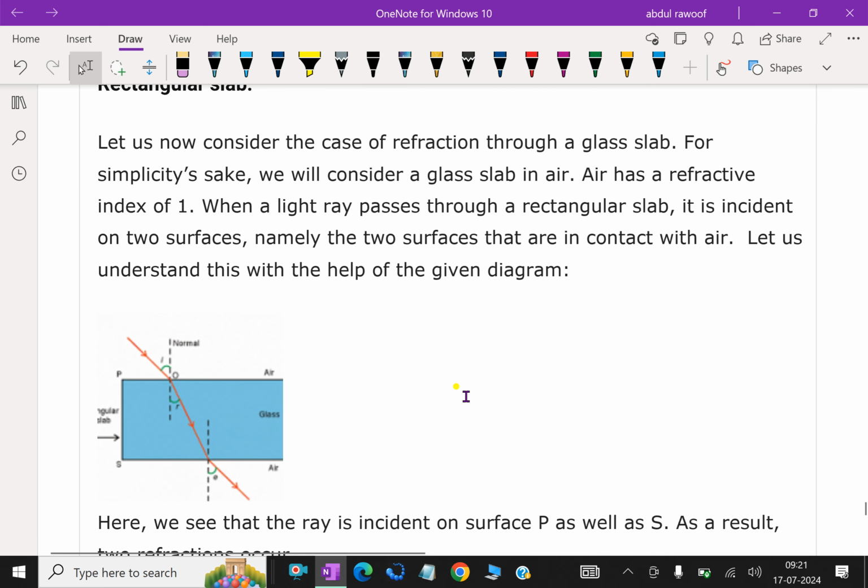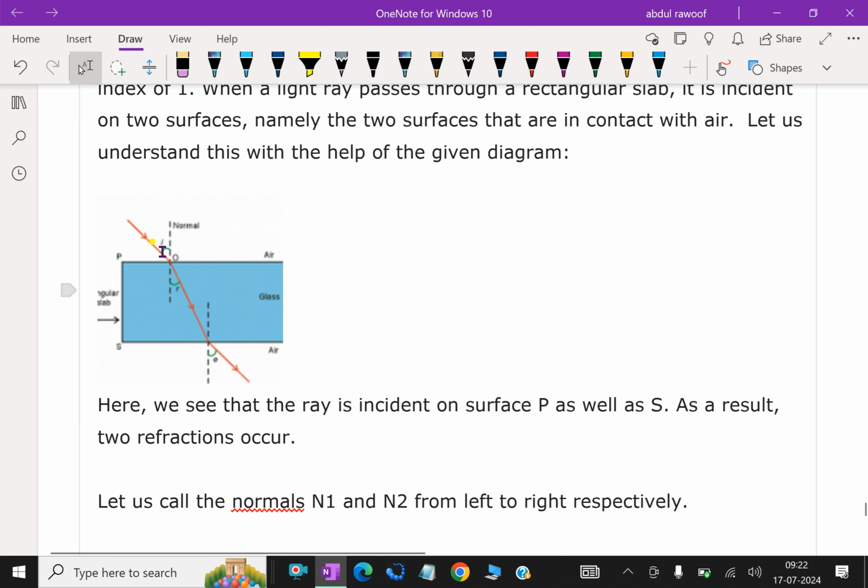Let us now consider the case of refraction through a glass slab. For the sake of simplicity, we will consider a glass slab in air. Air has a refractive index of 1. When a light ray passes through a rectangular slab, it is incident on two surfaces, namely the two surfaces that are in contact with air. Here, this is surface 1, this is surface 2. Let us understand this with the help of the given diagram. This is an incident ray, this is a normal, angle I is the incident angle, this is a refracted angle from air to glass medium.